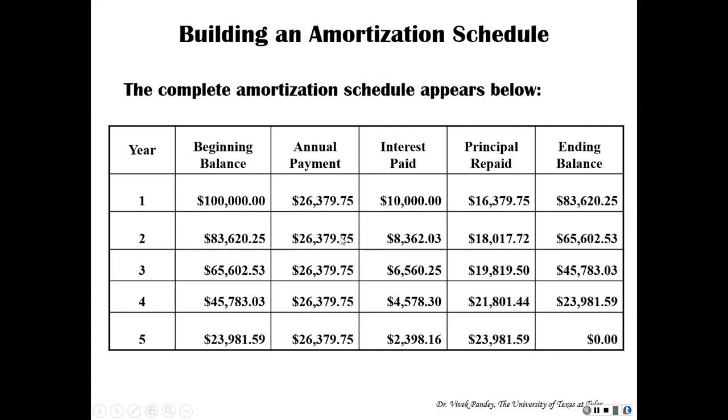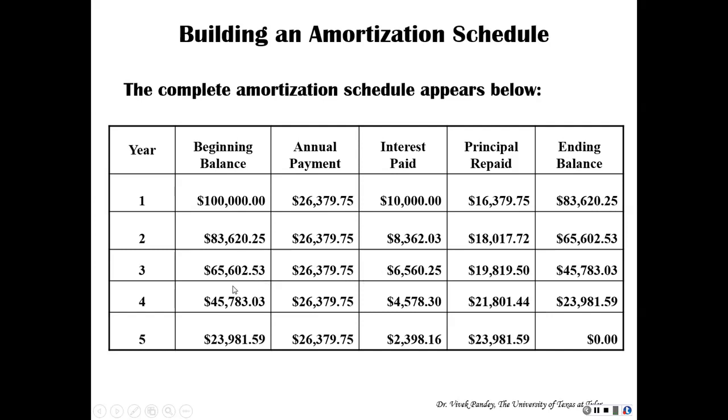And now that becomes our starting point in year 2, right? Once again, the annual payment will not change, but the interest that's due will change because it's only 10% of the remaining balance, meaning more of the principal gets repaid in the 2nd year, leaving us with an ending balance of 65,602.53, right? And that is 83,620.25 minus 18,017.72, which gives us 65,602.53, our starting point for the 3rd year and so on.